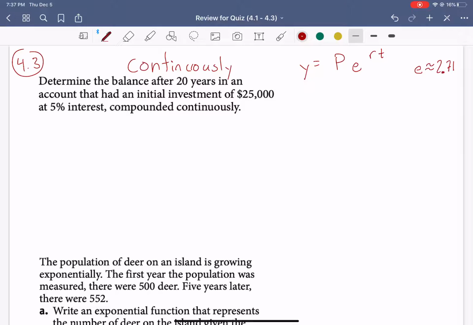Determine the balance after 20 years in an account that had an initial investment of $25,000 and an interest rate of 5%, and we compound continuously. So let's do this. Y is equal to, P is still our principal, so that's how much money we start with. And now we have E instead of this 1 plus R over N. A little bit more simple, right? Our rate is 5%, which we still need to change to a decimal. And our T, or our X, is our number of years, so we do that for 20.